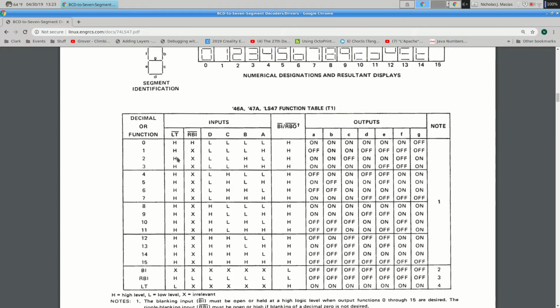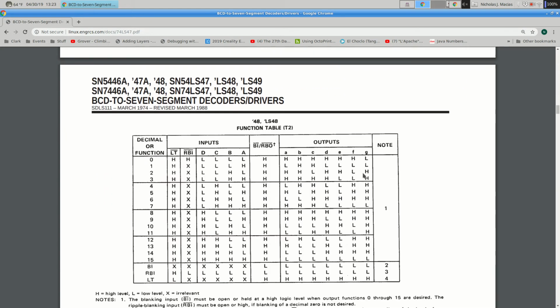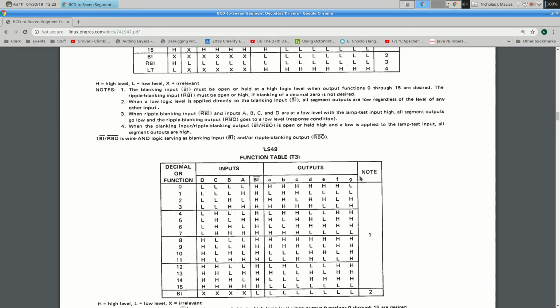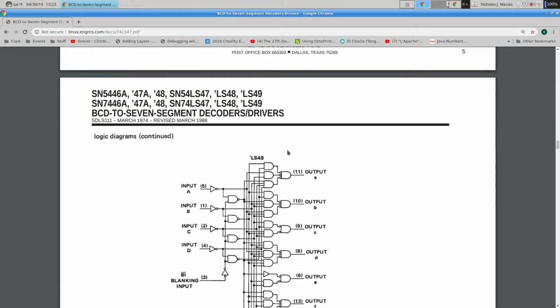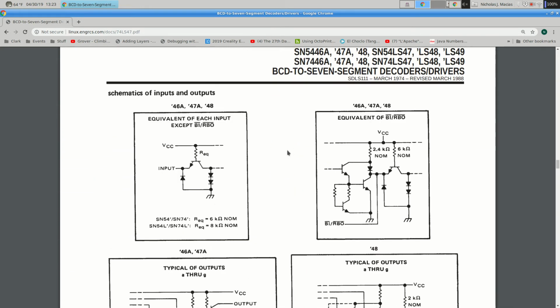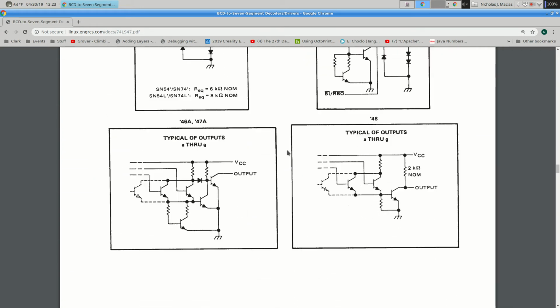So LT bar wants to go high. RBI looks like it doesn't matter what the value is, but I would make it high for this case. And then these 4 inputs basically affect those 7 outputs. 48 is a different chip, 49 is a different chip. We don't care about that. So really, all we need from this is the truth table.